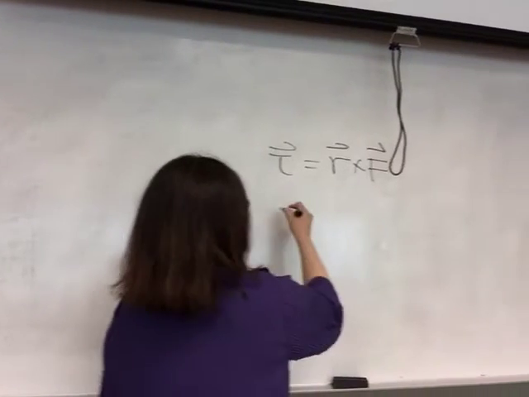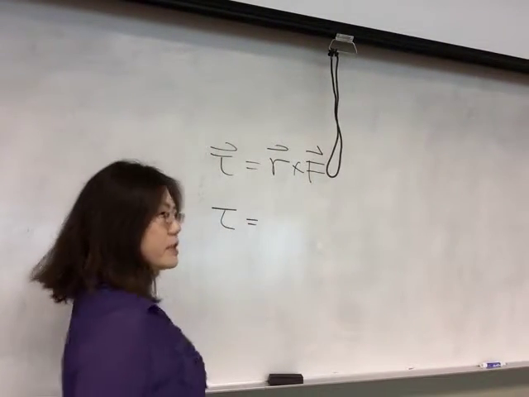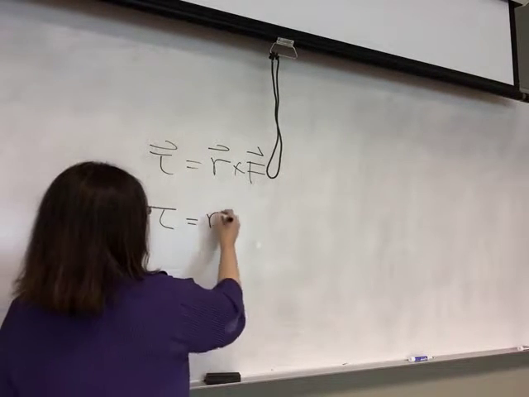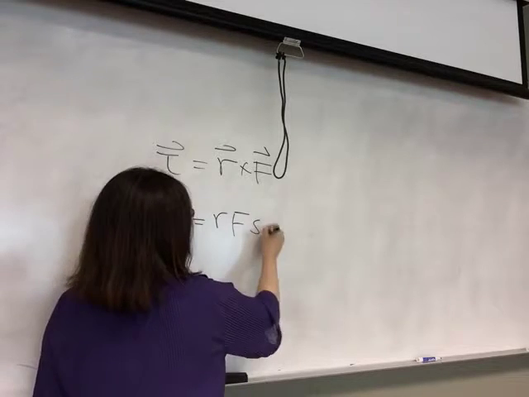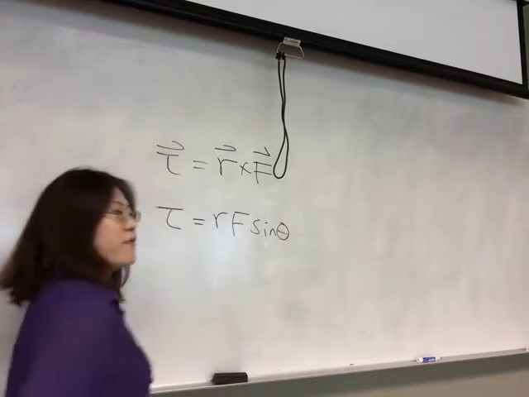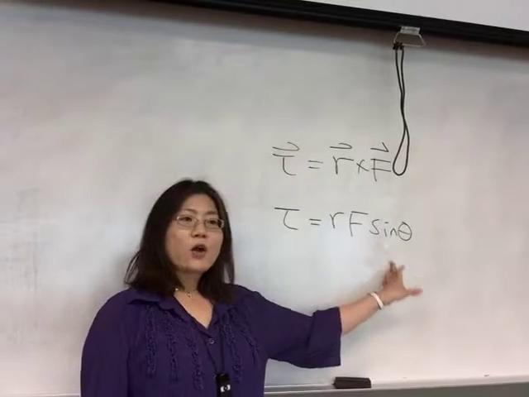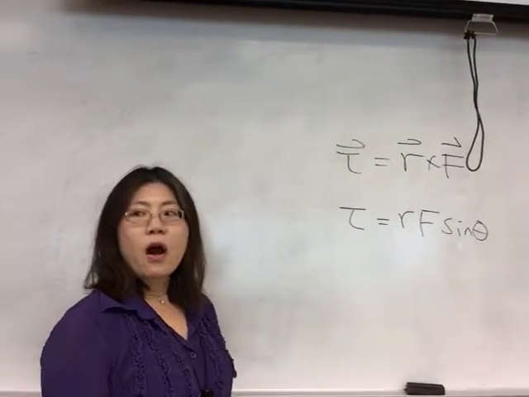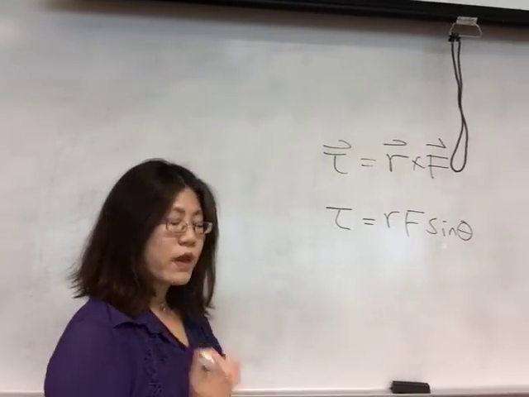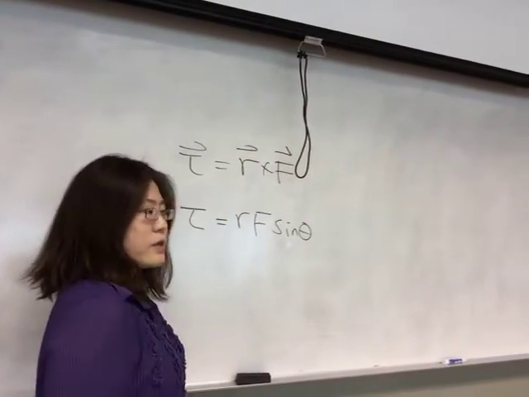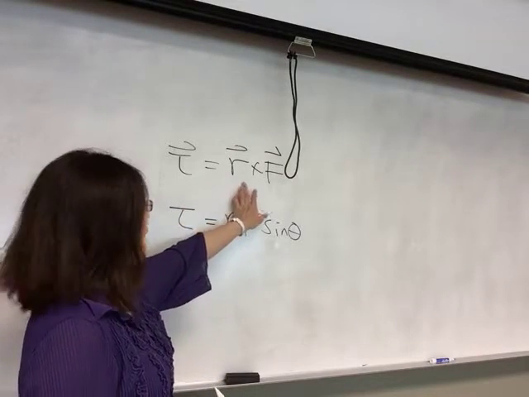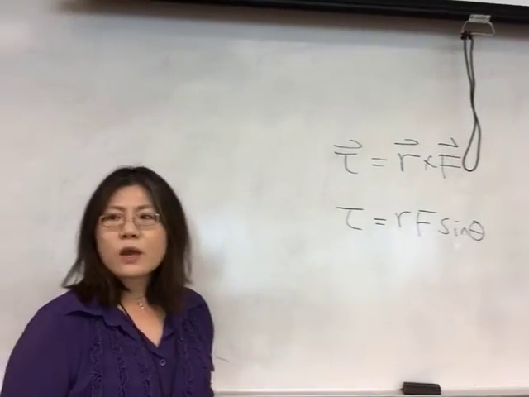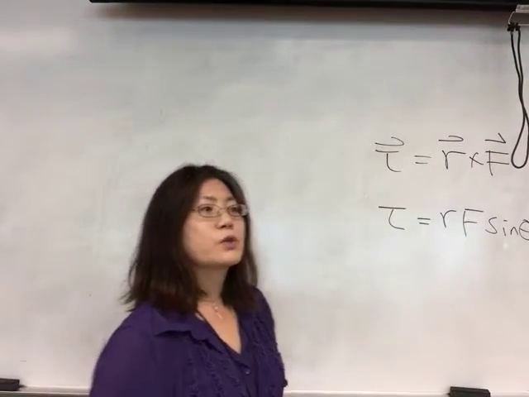In that case, what is the magnitude of torque? The magnitude is RF sine theta, right? And theta is the angle between R and F. If you have your R and your F, that will be the angle between them. All right, what about direction? This is a vector product, which means that after the two vectors do a vector product, you still get a vector. So how would you determine the direction of torque?